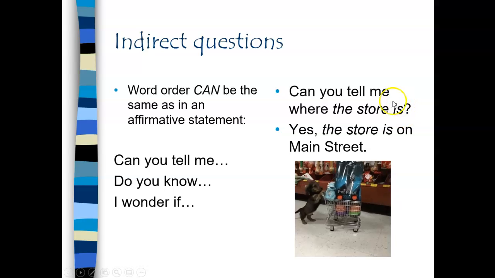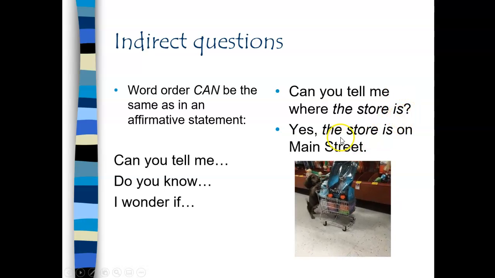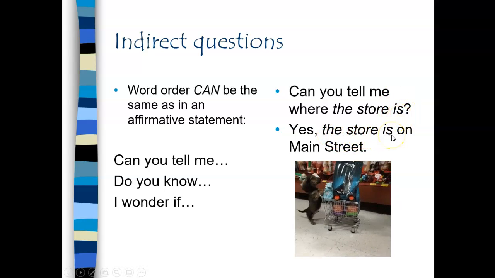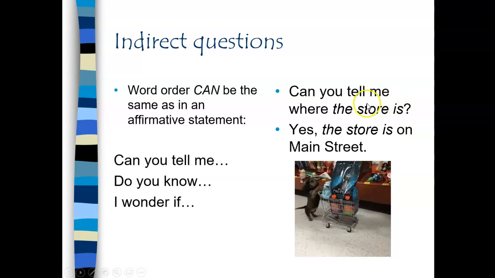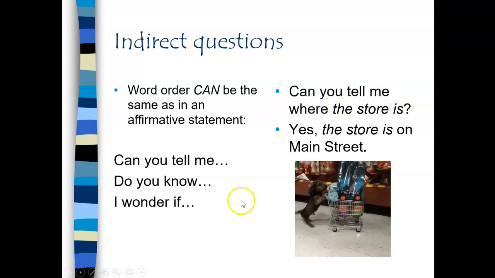Notice I put my verb to be here at the end. It's just like in the sentence. Yes, the store is on Main Street. Okay, so this is the correct structure.